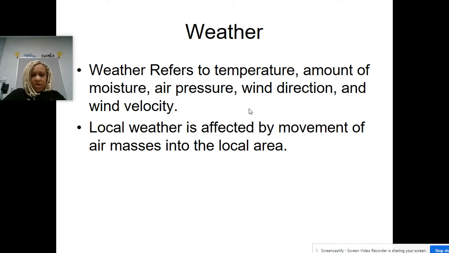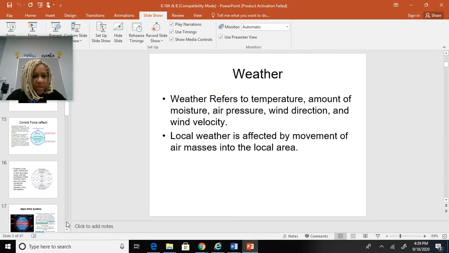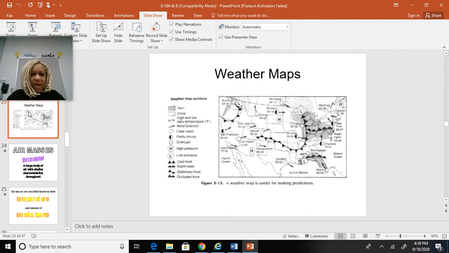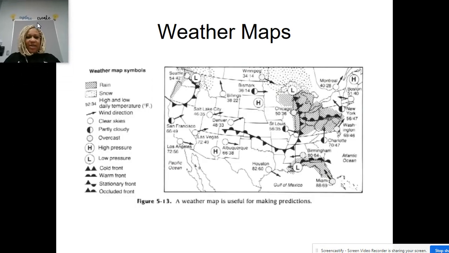All right, so we're talking now about weather again. Let's just get to the correct slide if we can, because we already did this throughout the week. There we go, weather maps. There we go, we can get started now.